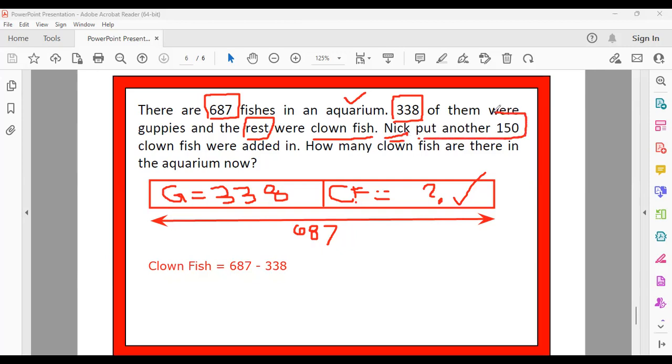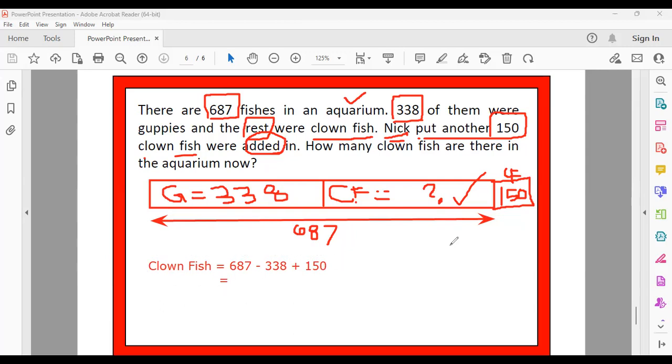Nick put another 150 clownfish. Remember, he put clownfish only into the aquarium, were added in. So what happens now? Another extra 150 clownfish came in. So you draw one more little bar together with the clownfish there, add it on, and you have another 150. So now, how many clownfish are there? So that is where you have to add another 150 to your number sentence. And thank you, Sudarshan. He wrote the number sentence out. And this is how you get to your answer.